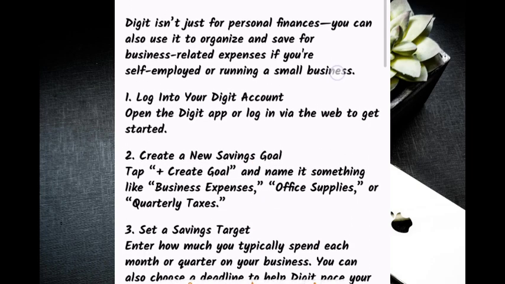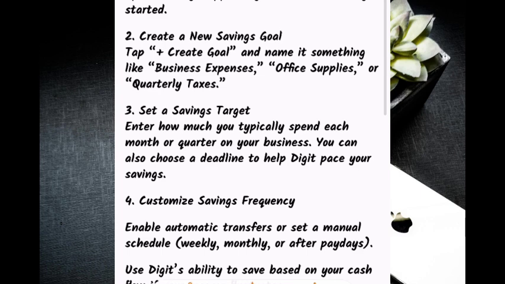So first thing you want to do is to log into your Digit account. So open the Digit app, or you can just choose to log in via the web browser. To get started, next, create a new savings goal. Just tap create goal and name it something like business expenses. It could be office supplies or quarterly taxes, whatever it is that you need. Just assign that a name.